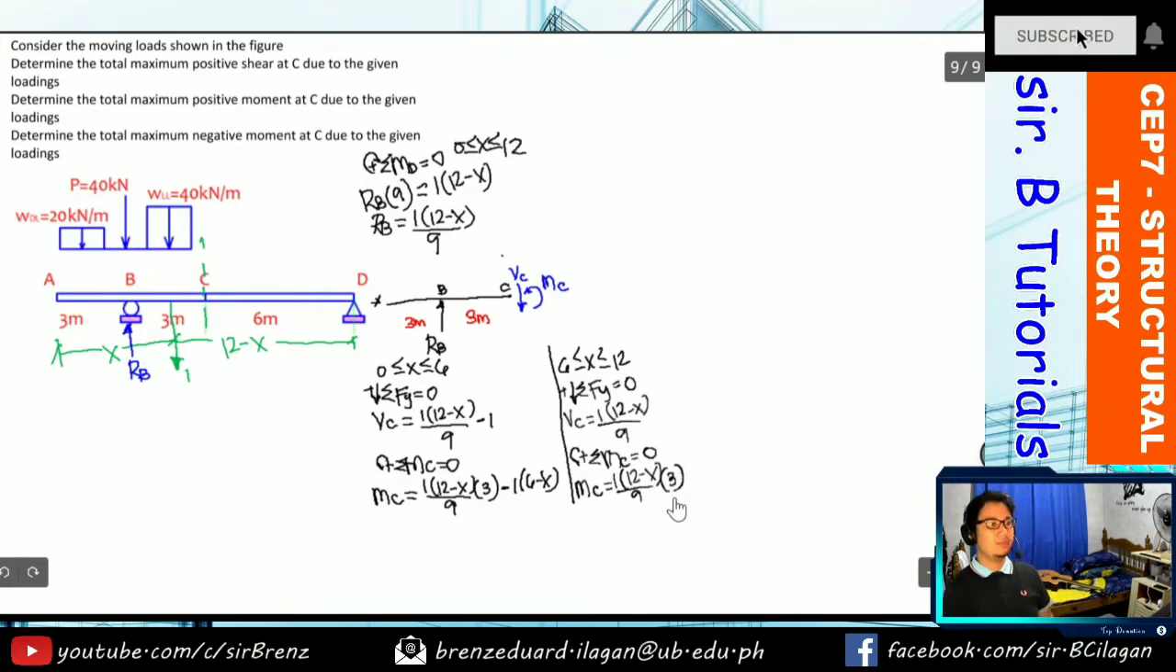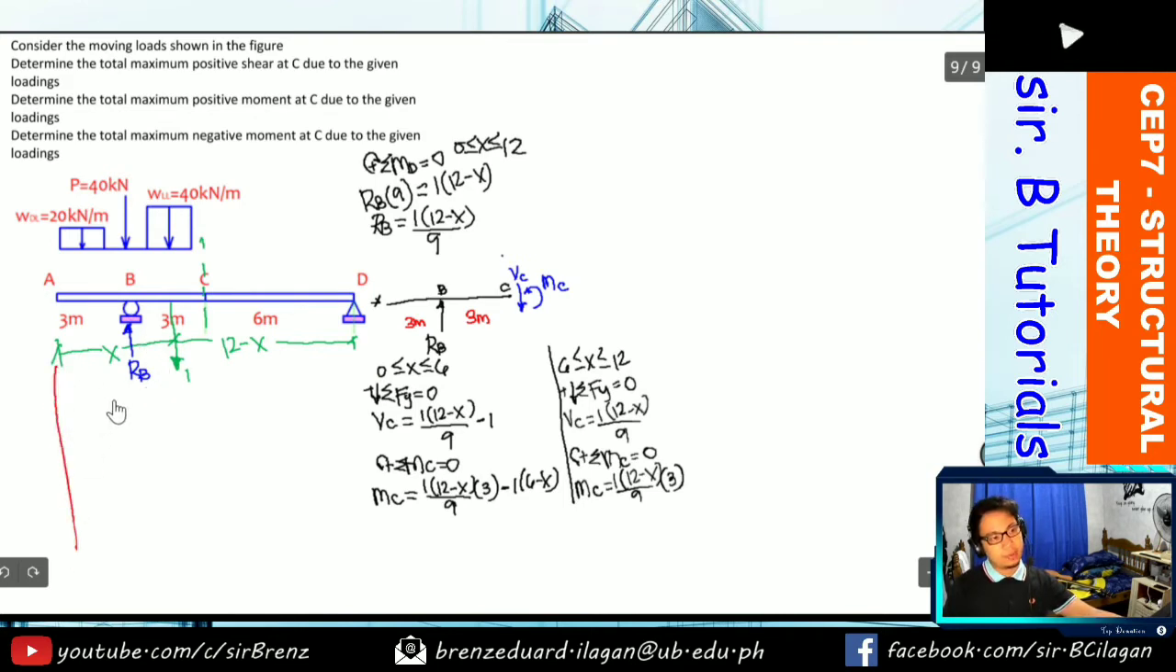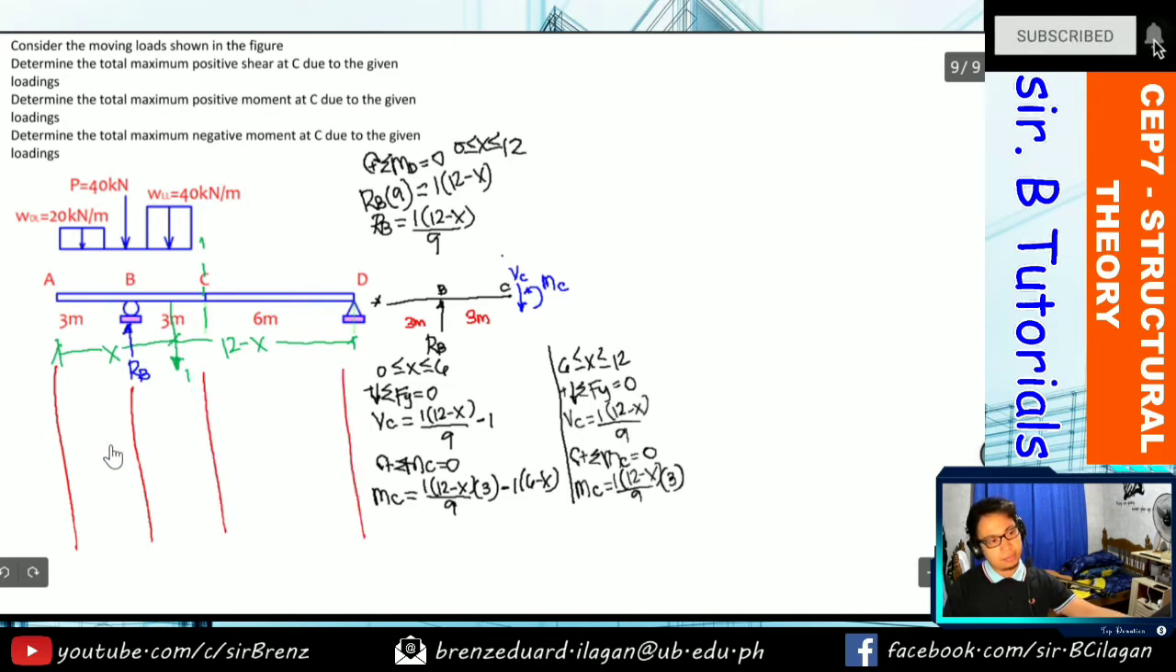Okay, so if you're going to draft or draw the influence line, extend lang natin ito pababa. Ayan. Okay. Wait lang ah. Tutuwid ko lang. Hirap kasi talaga mag-drawing ng tuwid. Tuwid yan. Tuwid ah. Tuwid.